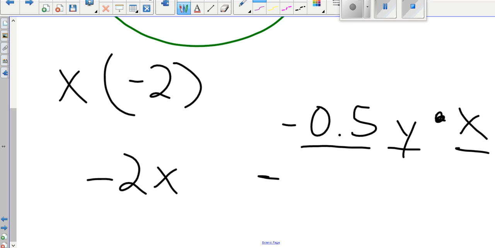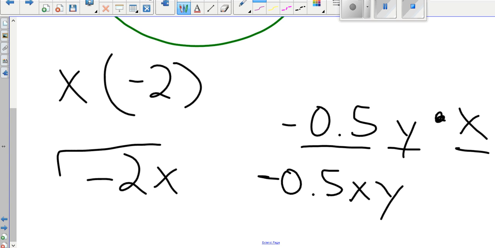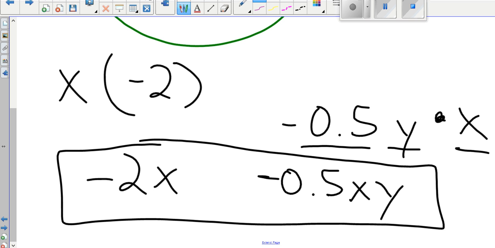We're going to start with our coefficient, 0.5, and then as if it's a multiplication problem, x, y. And we're going to go x. X is going to go in front of y because we want to keep things nice and orderly in alphabetical order. But in the end, we get an answer. We get -2x minus 0.5xy.